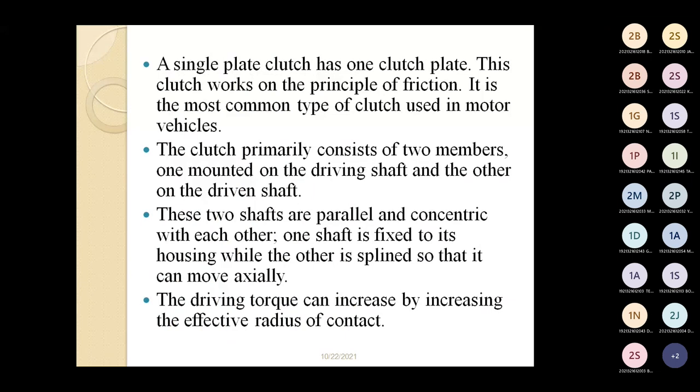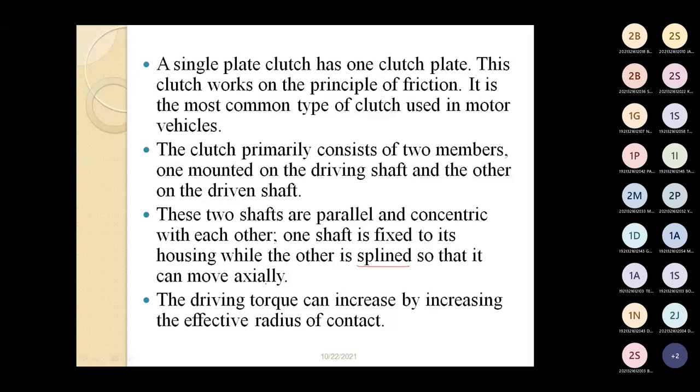Two principal elements, as I just mentioned: one is mounted on the driving shaft and the other on the driven shaft. The driving shaft is from the engine, on which the flywheel is mounted, and the driven shaft is the clutch shaft, on which the clutch is mounted. These two shafts are parallel and concentric with each other. One is fixed to its housing while the other is splined. This is important. The other shaft has splines cut on its outer surface so that it can move axially.